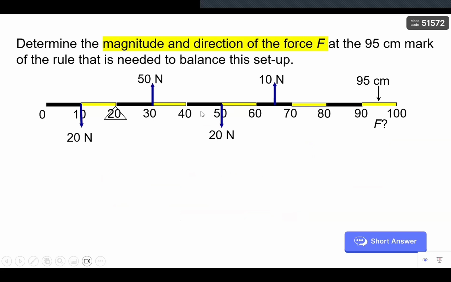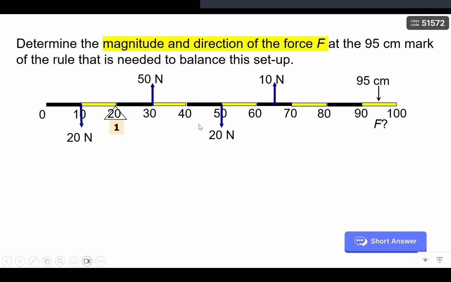Okay, let's take a look at a little bit more complicated example. Determine the magnitude and direction of the force F at the 95 cm mark of the ruler that is needed to balance this entire setup. So again, I know that I must be using the principle of moments because there's a pivot over here and I'm trying to find a force. So in this case, first step, I identify my pivot, which is this triangle over here at the 20 cm mark. Second step, I look at the number of forces.